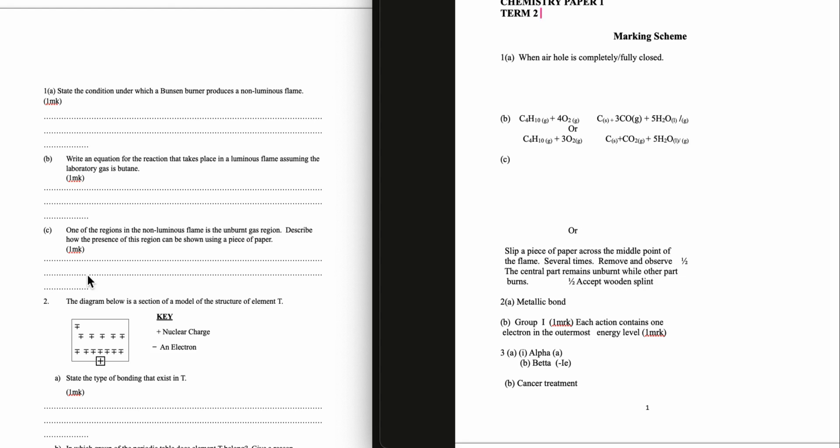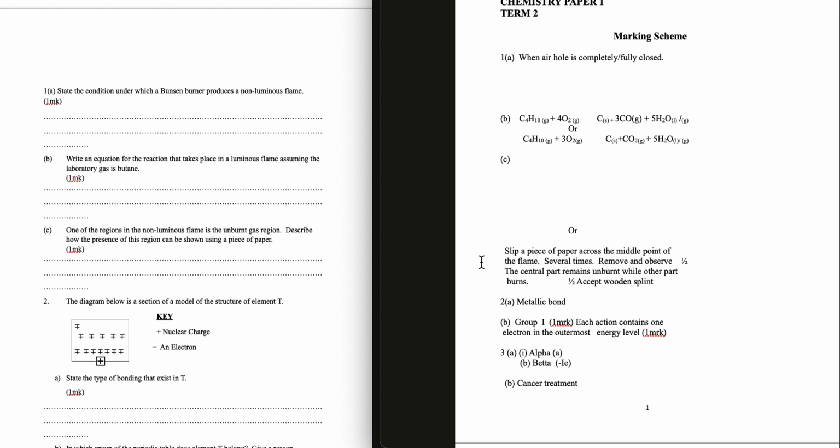Question 1c, one of the regions in the non-luminous flame is the unburnt gas region. Describe how the presence of this region can be shown using a piece of paper. Slip a piece of paper across the middle point of the flame several times. Remove and observe. The central part remains unburnt while the other part burns.